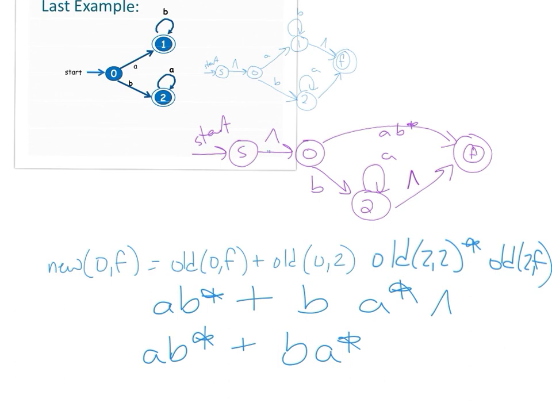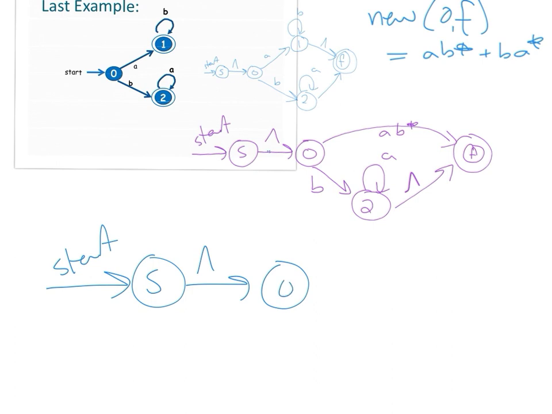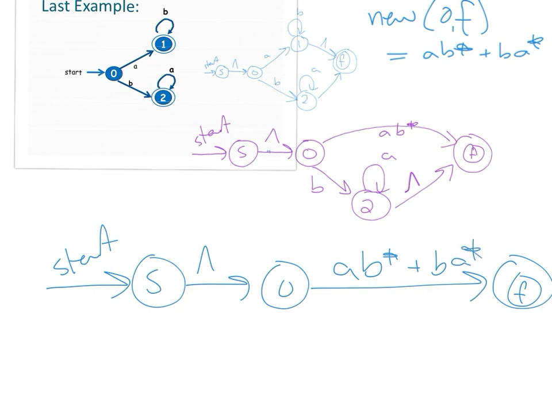Okay, so let me just make a note of that. We're going to be putting in the new 0 to F is going to be A B star plus B A star. Now I can clean up a bit. Okay, so we eliminated 2. So we now have our start, which has an S, and we have a lambda transition to a state 0, and the transition from 0 to F is going to be this A B star plus B A star. And now we are almost there.